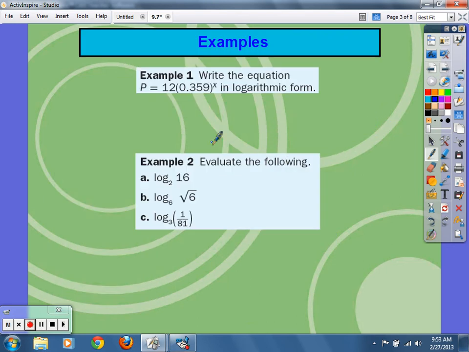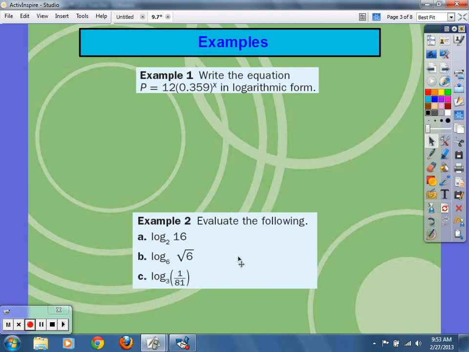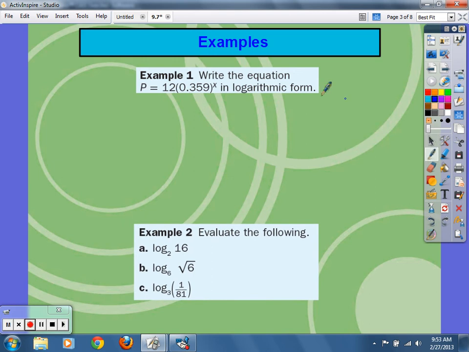All right, this one is a little different. They want us to write this equation in logarithmic form. What kind of equation is this? Well, the initial condition looks to be 12. This 0.359 tells me I'm dealing with an exponential decay problem. This doesn't look like y equals b to the x, though, and that's how I need it in exponential form to write it in logarithmic form. The problem is I have two numbers here. This is a b to the x.